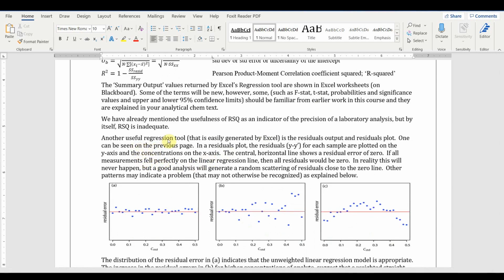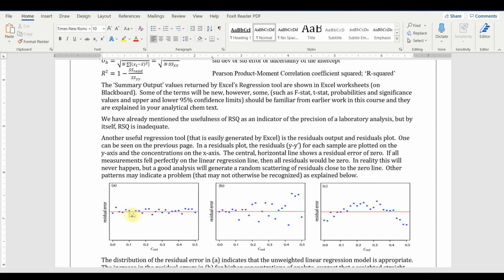A useful regression tool that is easily generated by Excel is called a Residual Output or Residuals Plot, and there are 3 examples shown here. In a Residuals Plot, the residuals, that is y minus y prime, for each sample is plotted on the y-axis and the concentration on the x-axis. So for example, these concentrations might be 0, 0.1, 0.2, up to 0.5 ppm, and the values on the y-axis represent the difference between y hat and y prime for each of the samples measured.